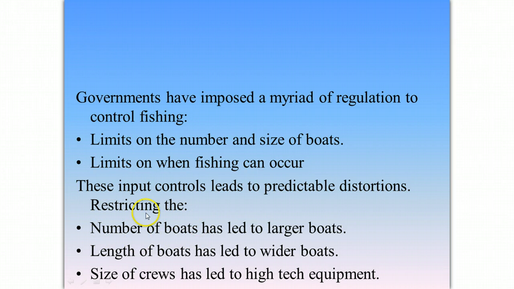If you restrict the number of boats, the boats that are there just get bigger. If you restrict the length of boats, the boats just get wider. And if you restrict the size of crews, you just have more high-tech equipment. So every regulation just generates what you'd expect to be the predicted response. If the race is to get as much fish out of the water as possible, if a restriction is put in place, people will just work around it: bigger boats, wider boats, more technology.